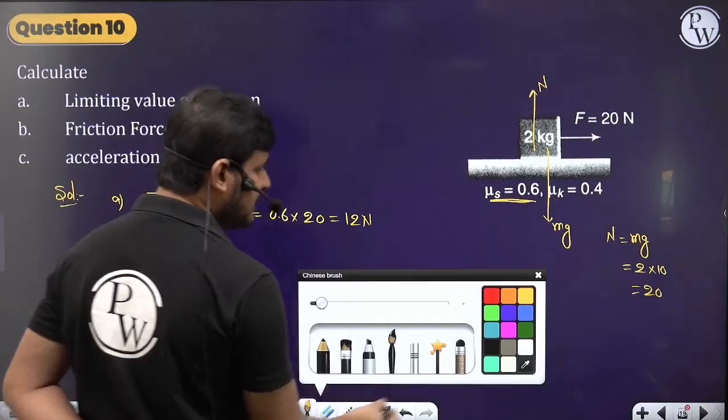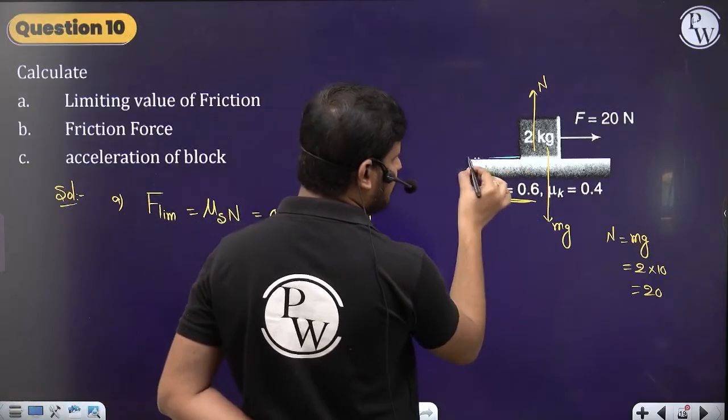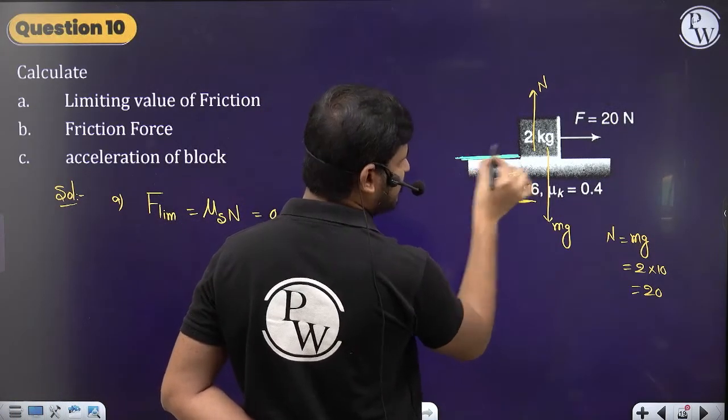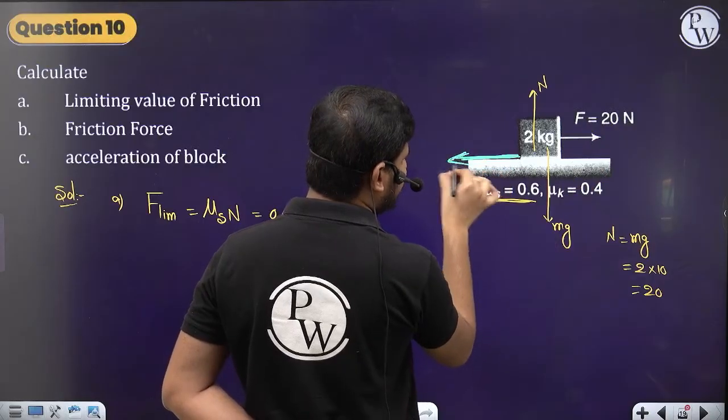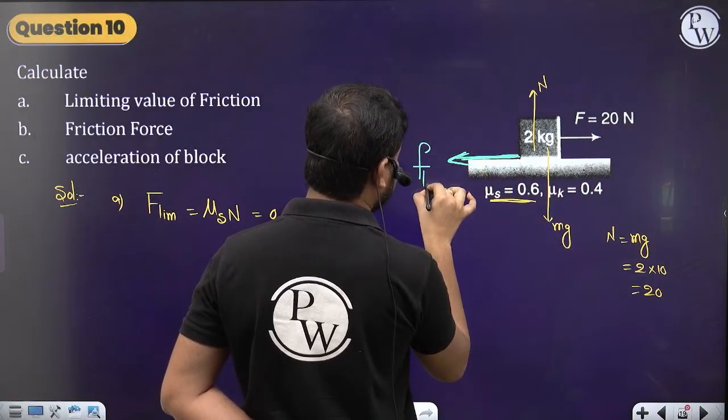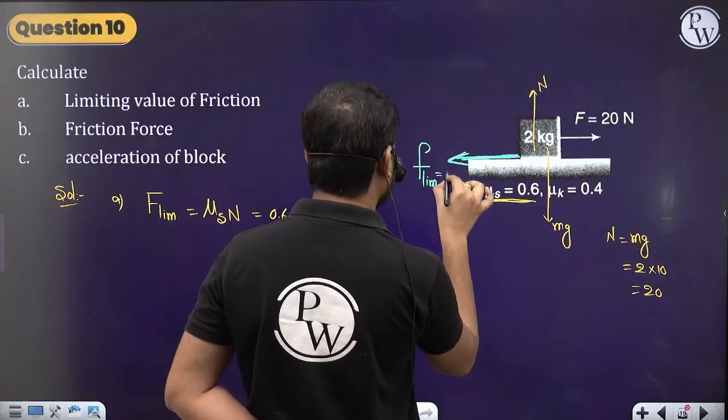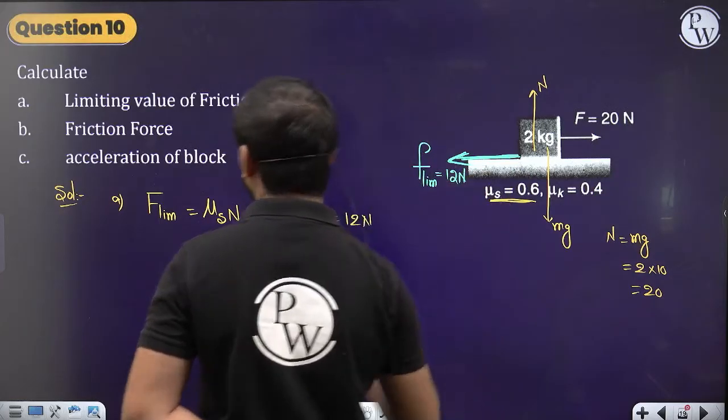So F limiting is acting on which side? The limiting force should oppose this side because the force is on that side. So the friction force will be on this side. What is the F limiting? The F limiting is equal to 12 newtons. So now come to the second question.